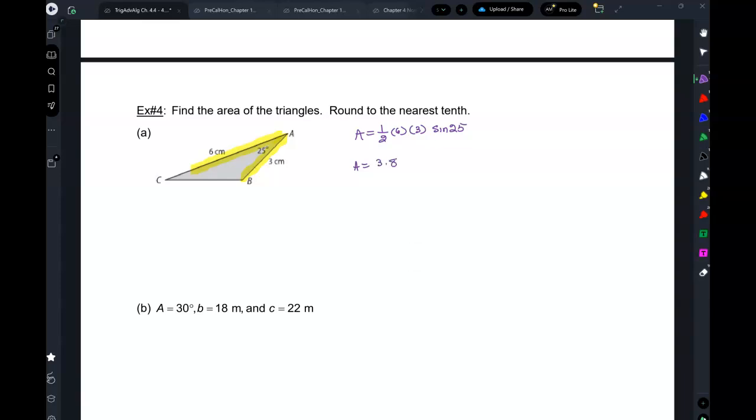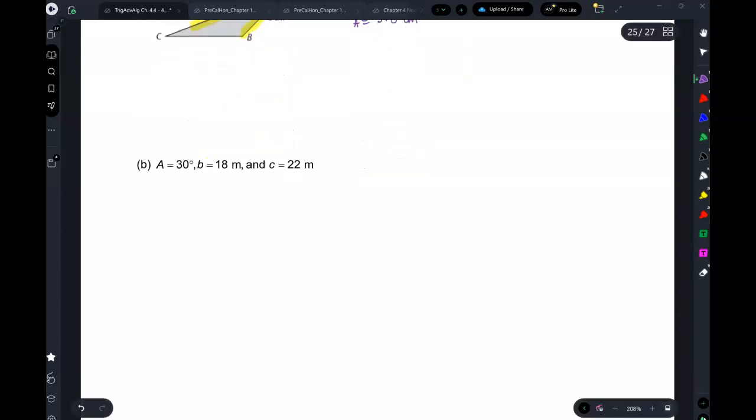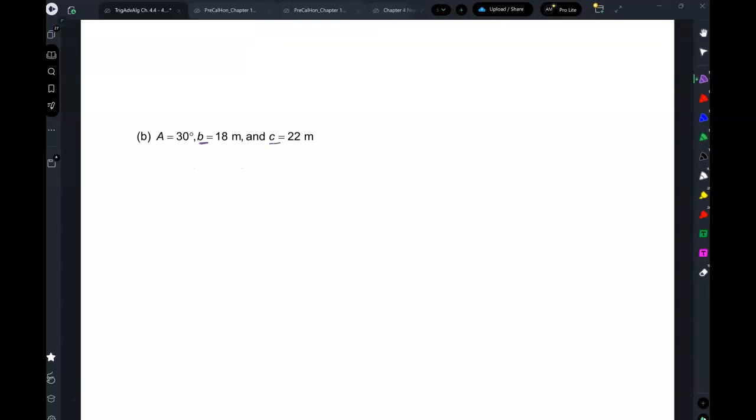What are the units going to be? Centimeters squared, because this is area. Okay? So remember, it's 6 centimeters times 3 centimeters. So that's centimeters squared. Okay, so take a look at this one. You already can see side B, side C, and angle A. So that already works. And if you draw it, A, B, C, this is 30. Side B is 16. Side C is 22. So that also works, right? It's the included angle.